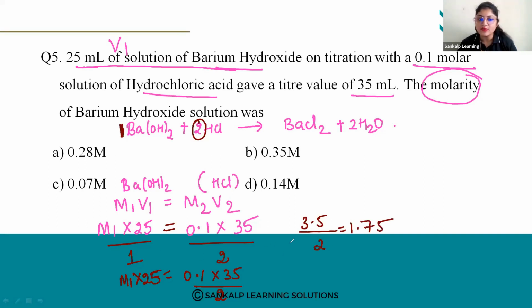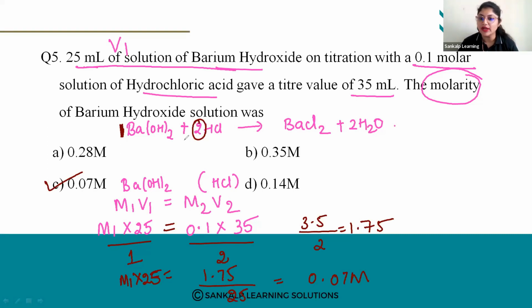Now this is the answer for this. So here I'll put 1.75, divided by 25. So what is the answer? Divided by 25, this will come to 0.07 M. So which is our option? Option C. Understood? Okay, so this is a molarity problem.